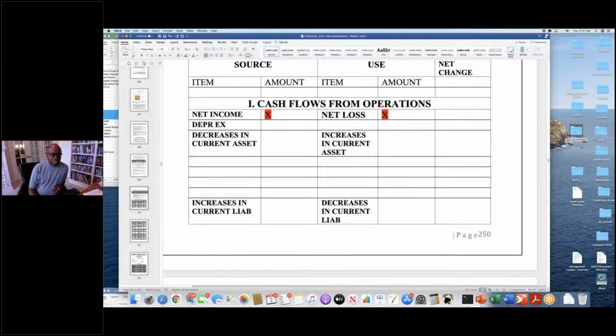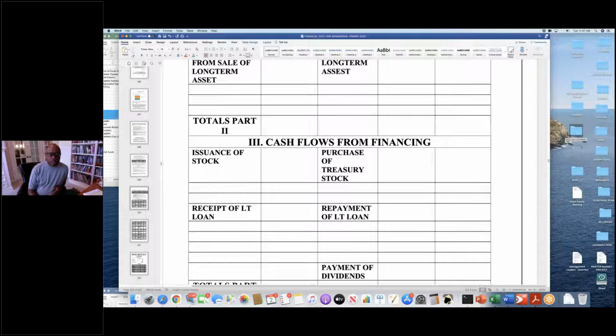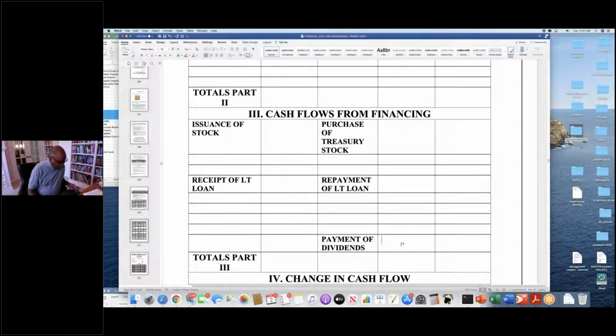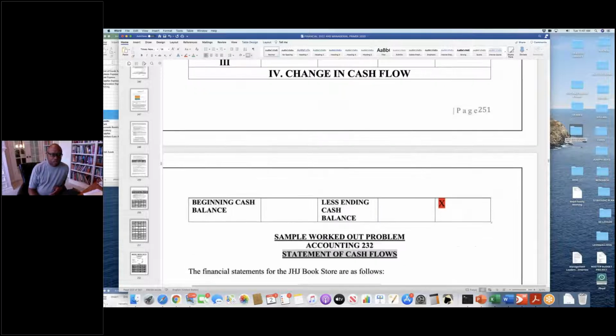And so the final thing, well, we'll do a couple other things. Then we're going to put depreciation in as a source. So it's always a source. So we're going to put depreciation in next. Now we got three things done. And finally, we're going to put the dividends in. So that gives you four things on the statement done that you can pick off the financial statements right away.